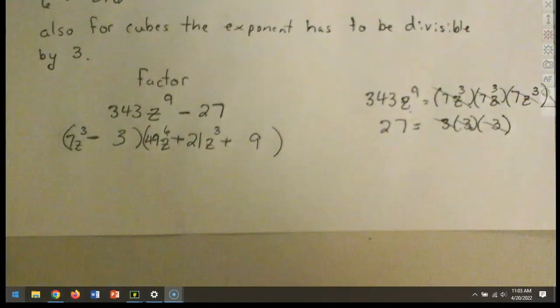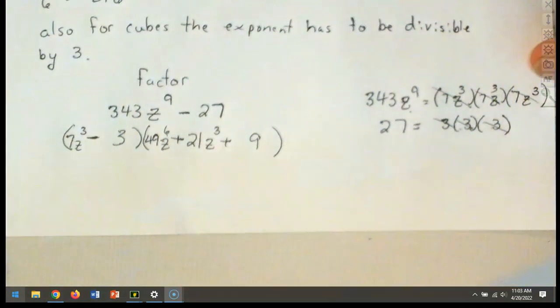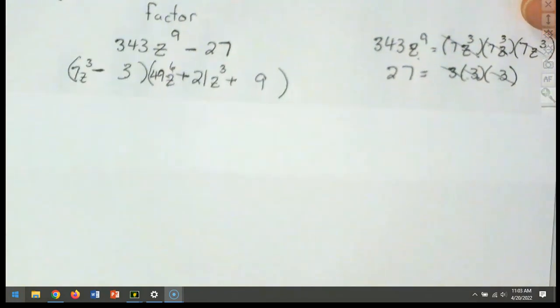Once we do several of them, it'll make sense. It's a pretty easy way of factoring these out.